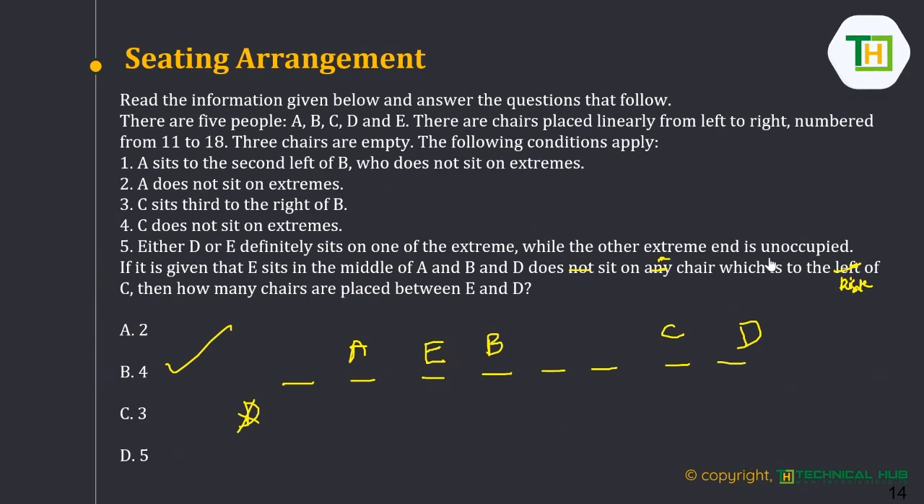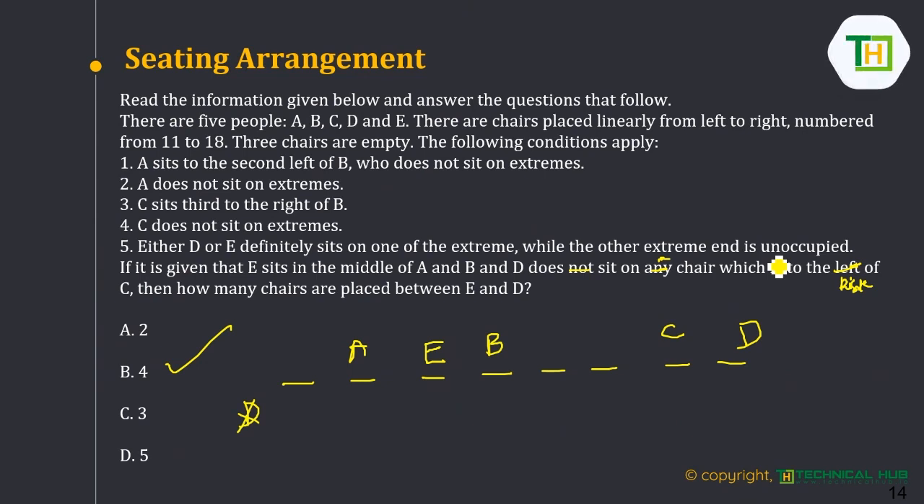Yes. A, E, B, C, D. Answer is 2. Yes. Good, very good. So right of C is the right answer. D is to the right of C.